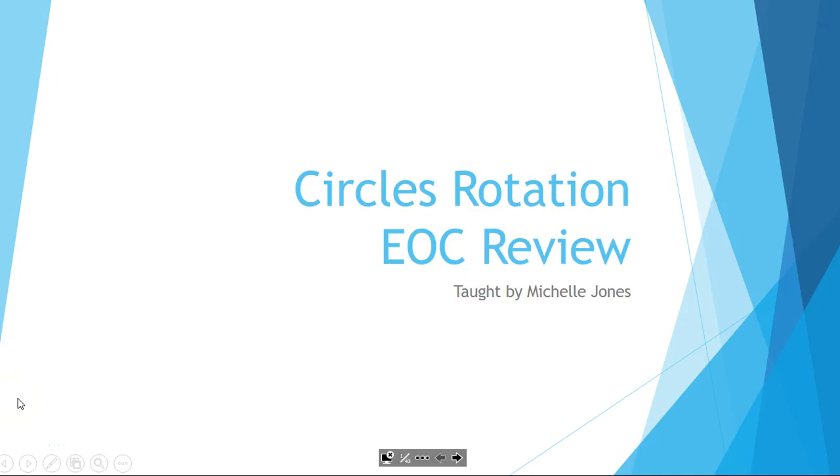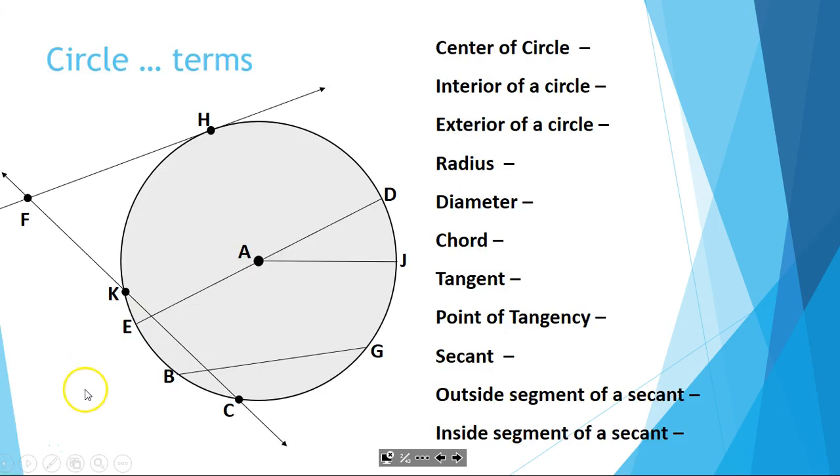This is the Circles Rotation EOC review. So we're going to start out by going through this circle and talking about what a variety of things are. Obviously, I think most of y'all know what the center of the circle is.